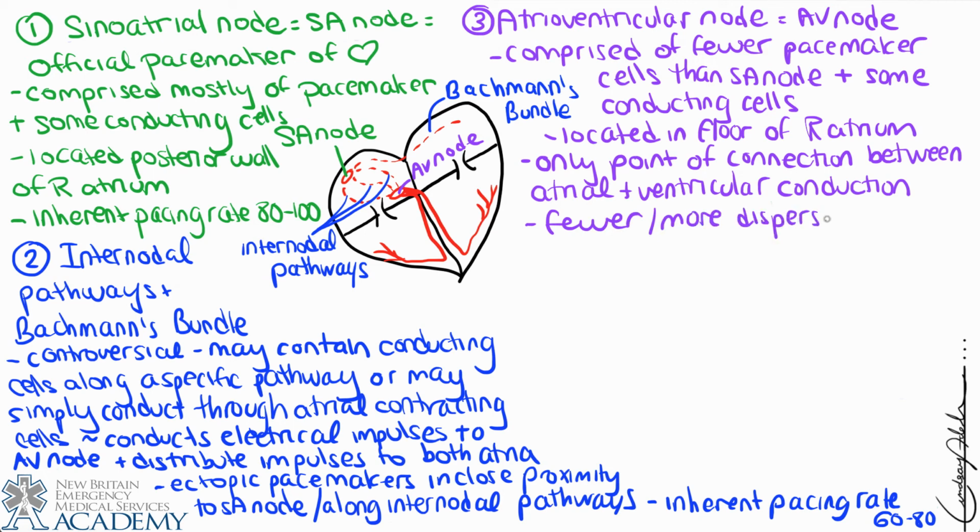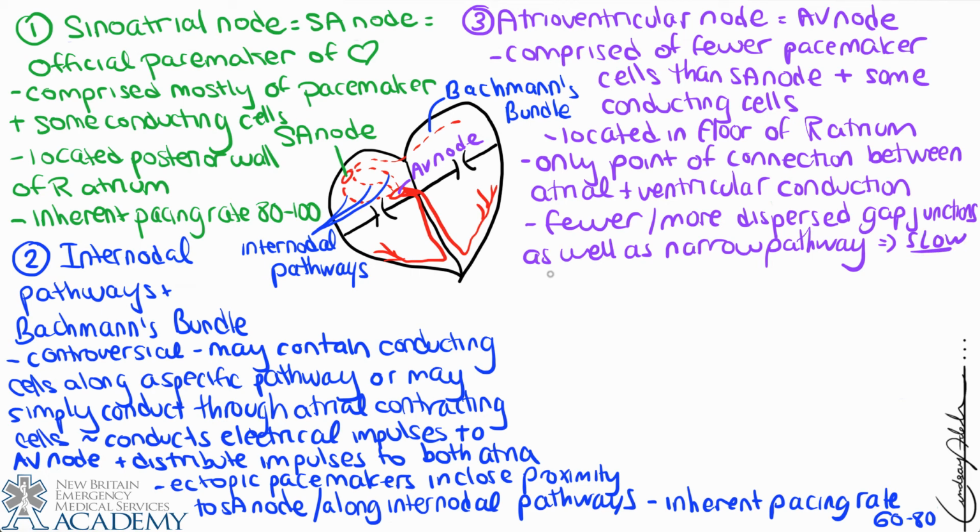So the cells, especially the conducting cells present in the AV node, have fewer and more dispersed gap junctions compared with other conducting cells, particularly in the ventricular pathways that are coming up. And the AV node is more narrow compared with the ventricular pathways as well. And so these two adaptations allow for very slow conduction through the AV node. So the conduction basically slows down. And that's important because during the time where the conduction is slowly passing through the AV node, we also are giving the atria time to actually contract and push the blood into the ventricles.